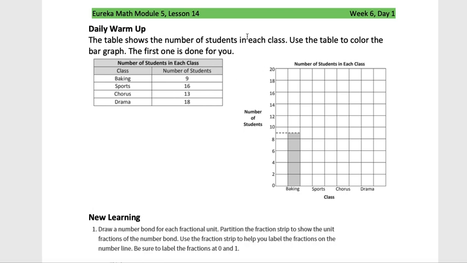So our warm-up is going to have you guys actually review how to do a bar graph. This is a bar graph. So you have to look at the data in this table where it says number of students in each class. They gave you the numbers, and then you have to color in to make a bar graph. So where it says baking and they said 9, you can see they already did it where the baking is labeled. They colored it up to where it would be 9 because 9 is in between 8 and 10. So you need to go ahead and color whatever colors you want. The number 16 for sports, 13 for chorus, and 18 for drama.